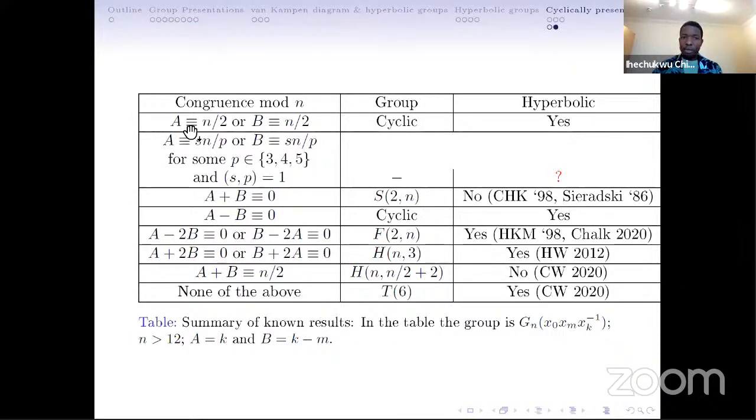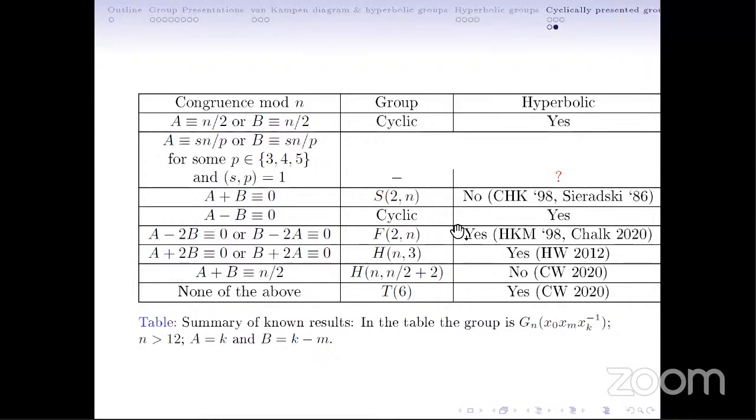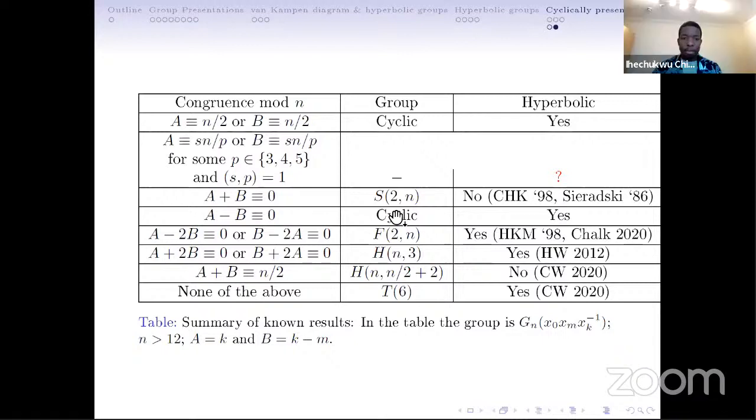If A is congruent to n over 2 mod n, and or B is the same, then the group is hyperbolic. Sorry, the group you get is a cyclic group. And I told you before that all finite groups are hyperbolic. So this is hyperbolic. The same happens in this case when A minus B is 0 mod n. The group you get is cyclic. So again, it's hyperbolic. It turns out that when A plus B is 0 mod n, you get this group, and it has been shown to be not hyperbolic. This was done in 98 and 86.